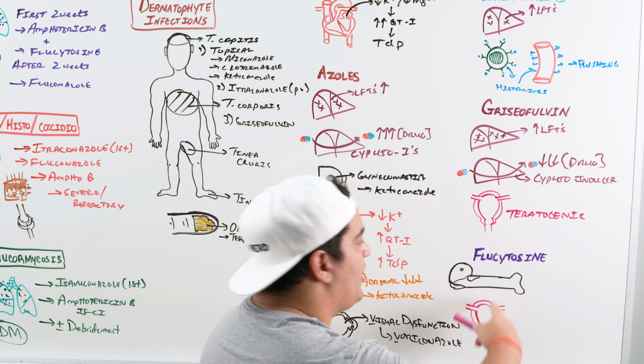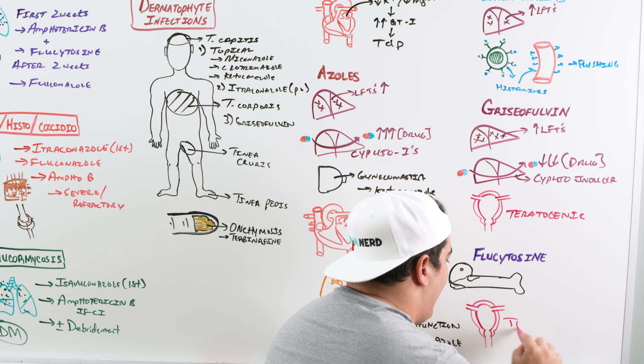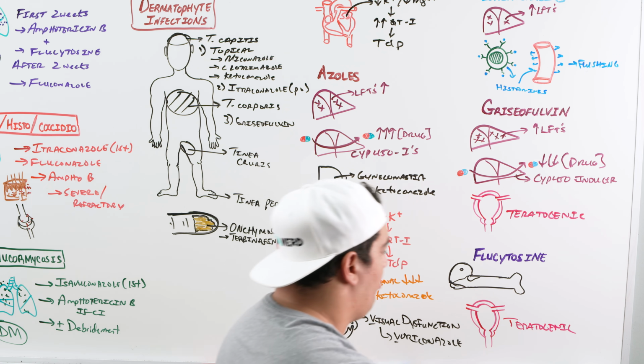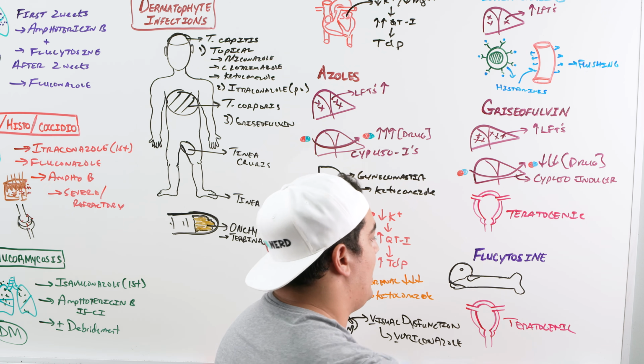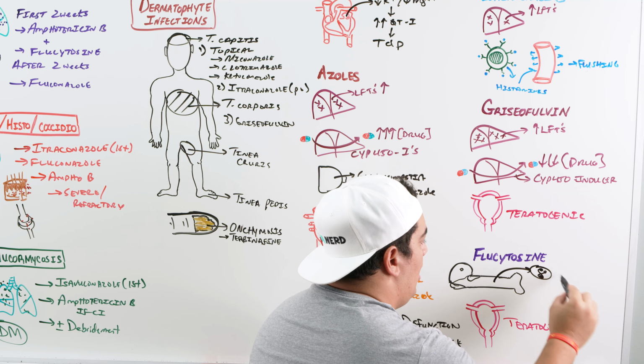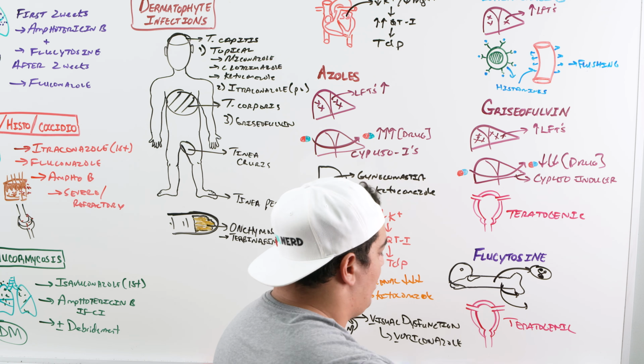The last particular drug here is flucytosine. Just like griseofulvin is teratogenic, flucytosine is also teratogenic, so don't give this to patients who are pregnant. The last thing is it can actually suppress the bone marrow and prevent the production of all cell lines. So it can drop the production of your white blood cells, your red blood cells, and your platelets.